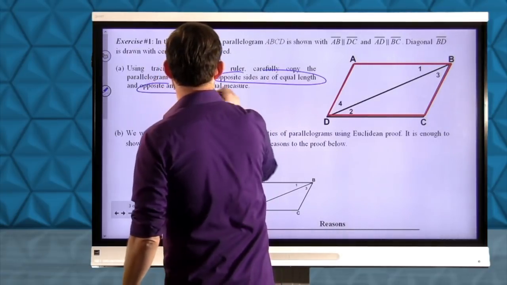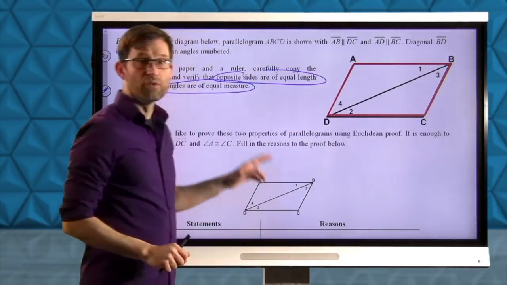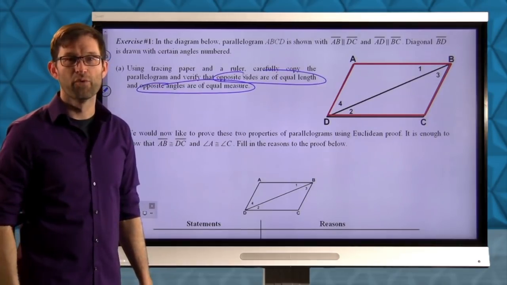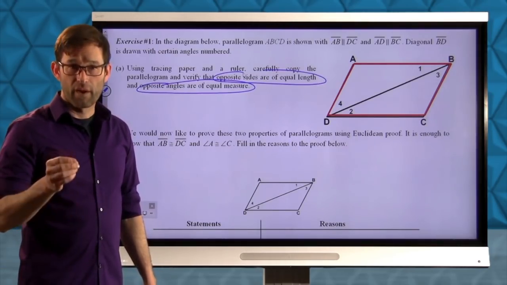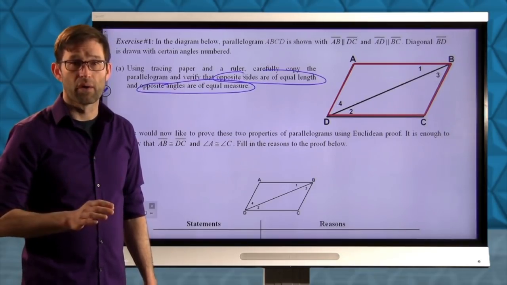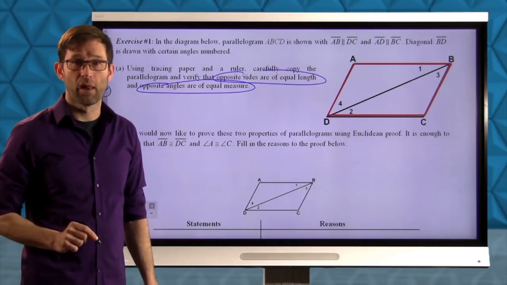All right. So let's talk about these two first, and then we'll verify them using tracing paper, and then we'll go on and prove them. Now, again, these are properties that come from the fact that the opposite sides are parallel. They are not part of the definition of a parallelogram.